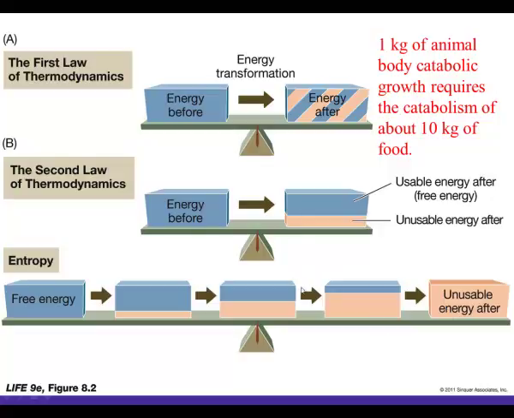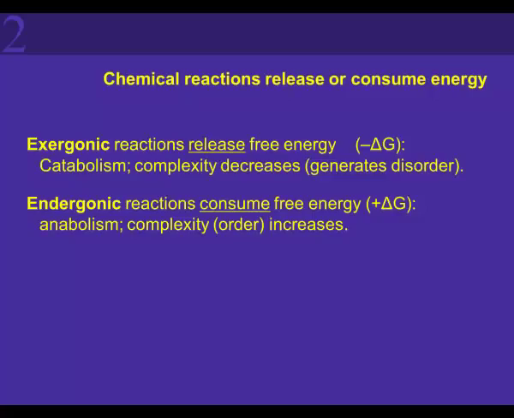But what this second law of thermodynamics shows us is that energy processes are inefficient. So we, as living organisms, cannot harvest all the usable energy out of any food source that we might consume. And in fact, we know that it takes about 10 kilograms of food in order for 1 kilogram of animal body growth. So you can see from our discussion that there are some reactions that are going to require energy and some that are going to release energy.